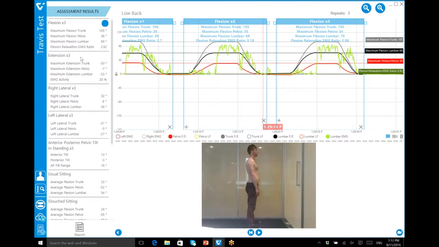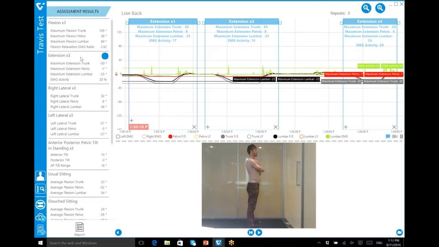Thanks, Tan. Okay, so moving on to extension, which is the next test in our standard protocol. Again, you've got those same numbers like the maximum extension for trunk, pelvis and lumbar, which is the difference between the two. And then you also have the EMG activity presented as a percentage. As you can see in this example, we're still looking at the green line for EMG. It stands fairly dormant, and then you have a little spike of movement, another spike of movement, then it's dormant in the middle, and then some more spikes.